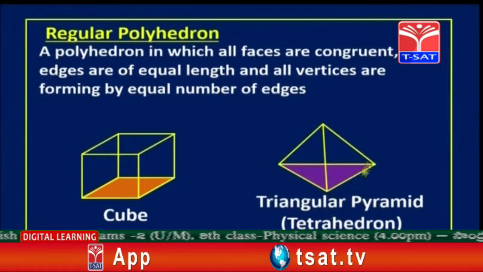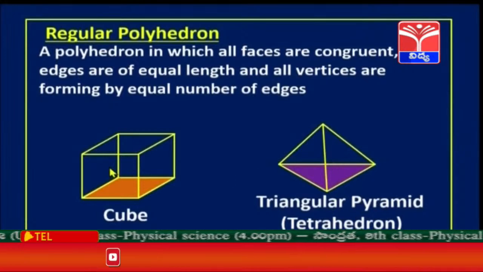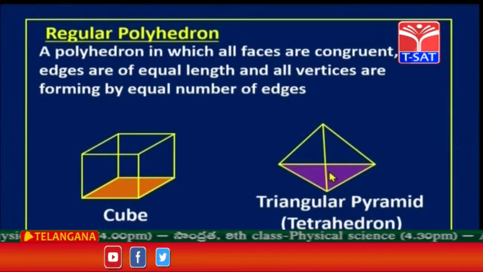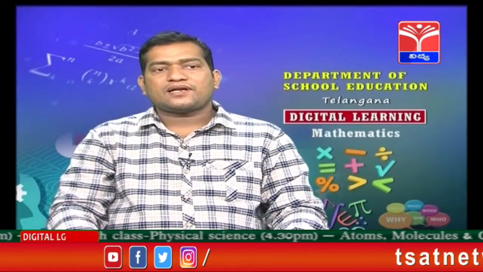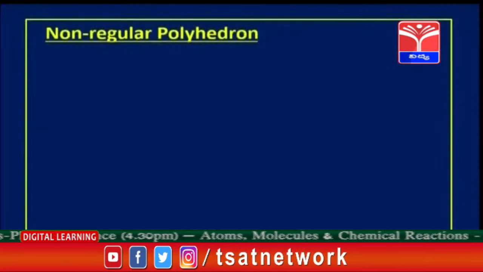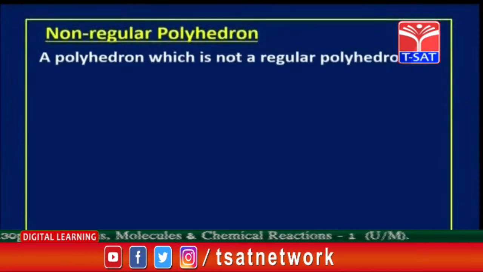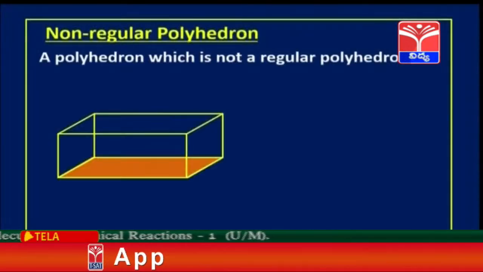Okay, because it is having 4 faces. So a cube and a triangular pyramid are regular polyhedrons. Children, now let us understand what is a non-regular polyhedron. A polyhedron which is not a regular polyhedron is called a non-regular polyhedron.